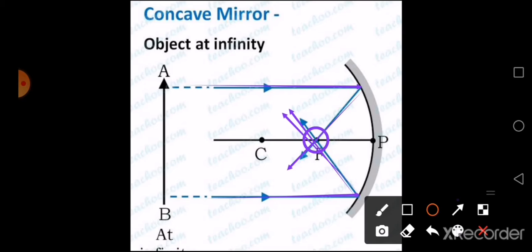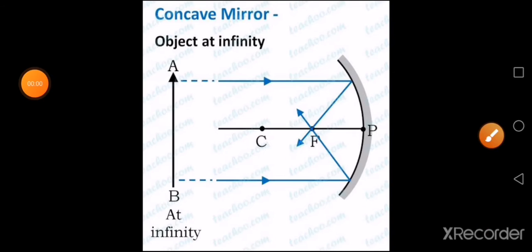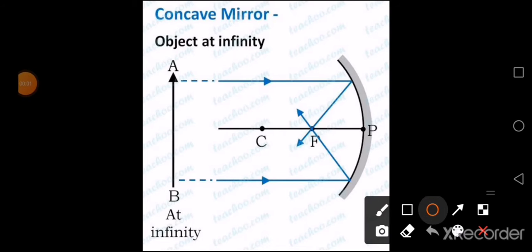Now can you see the characteristics of the image formed here? When the object is at infinity, the image will be formed at the focus. Now what about the image characteristics? Since it is formed by actual intersection, it will be real. Real images are inverted, and it is diminished to a particular point.